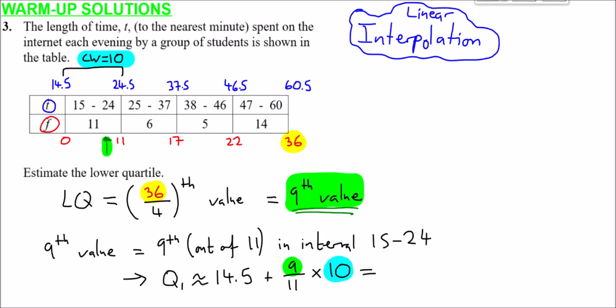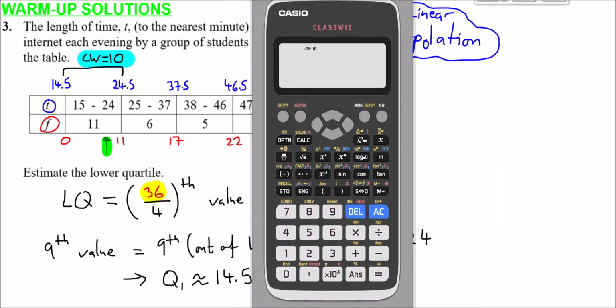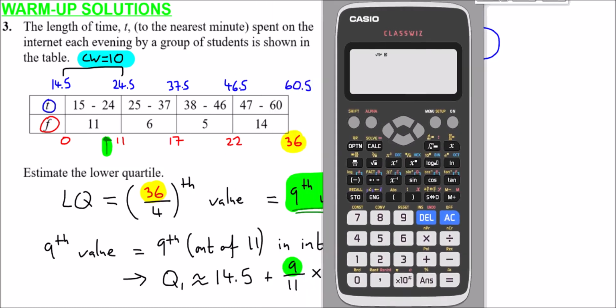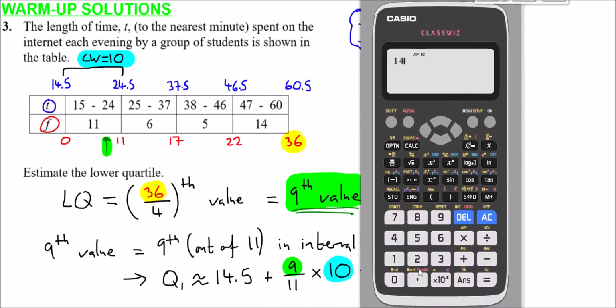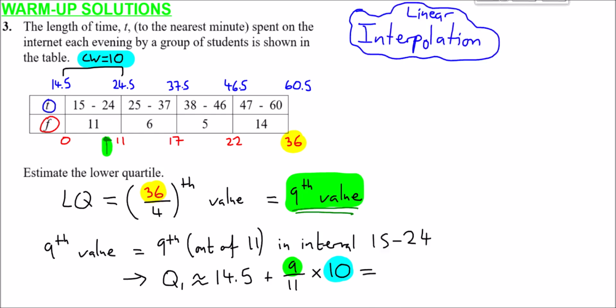So now all we need to do is use the calculator and round to a suitable degree of accuracy. If a question doesn't say, if in doubt, use the golden rule, give it to 3 sig figs. So we're going to do 14.5 plus 9/11ths of 10, which gives us, to 3 sig figs, 22.7. And so our estimate for the lower quartile is 22.7 minutes.